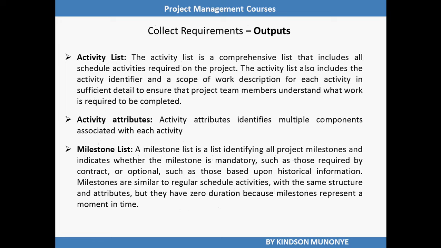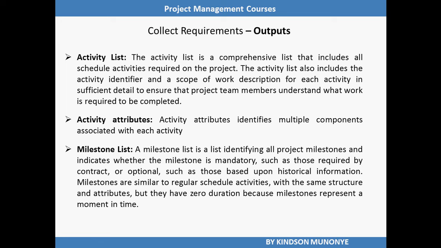What of milestone list? A milestone list is a list identifying all project milestones and indicates whether the milestone is mandatory, such as those required by contract, or optional, such as those based upon historical information. Milestones are similar to regular scheduled activities with the same structure and attributes. But milestones have zero duration because a milestone represents a moment in time.